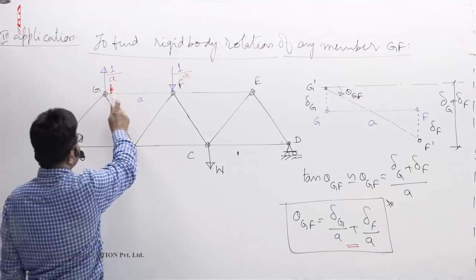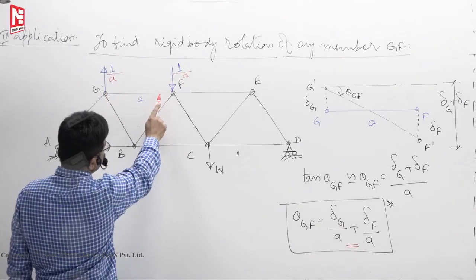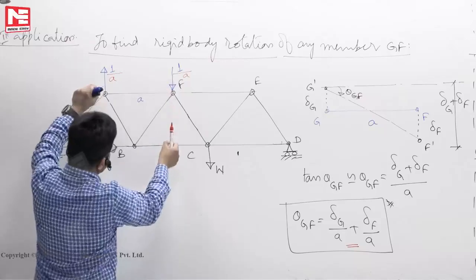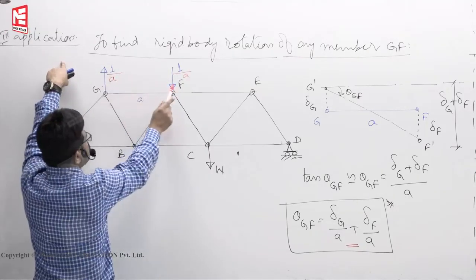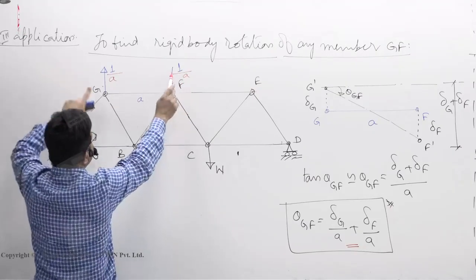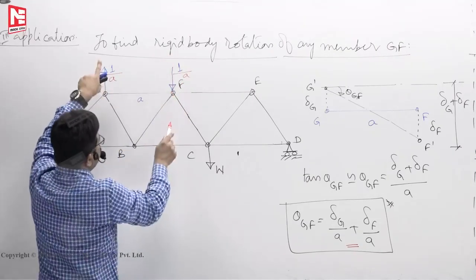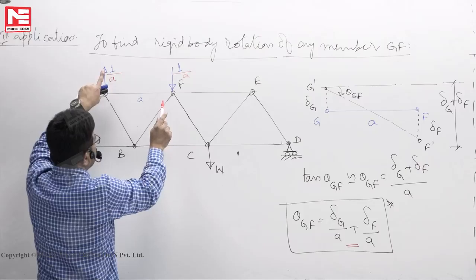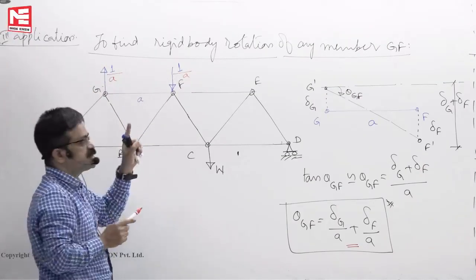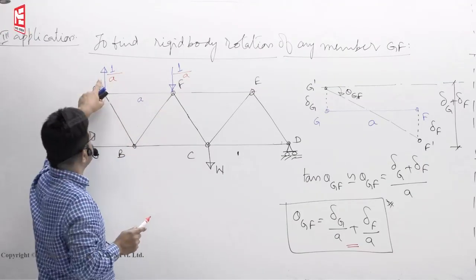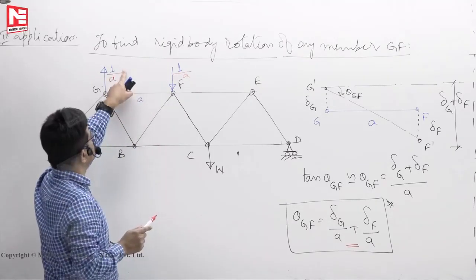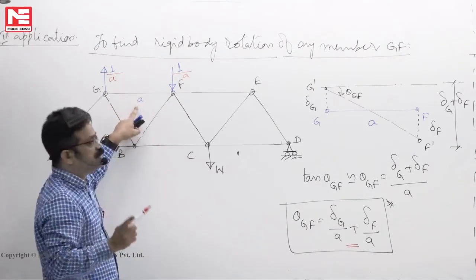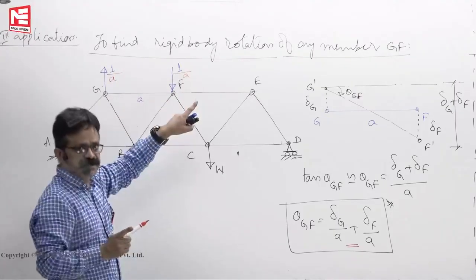So that means whatever member you want to find the rotation, apply unit couple. You see this force and this force is looking like a couple. Couple means a pair of equal oppositely directed non-collinear forces. It is called a couple. Now this is 1 by A, 1 by A, distance is A. What's the moment of this couple? 1 by A into A, 1. That means it is unit couple.